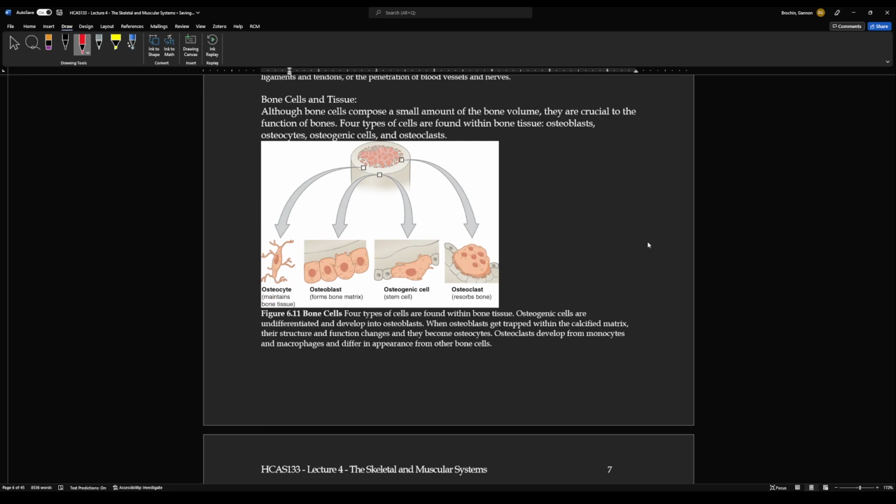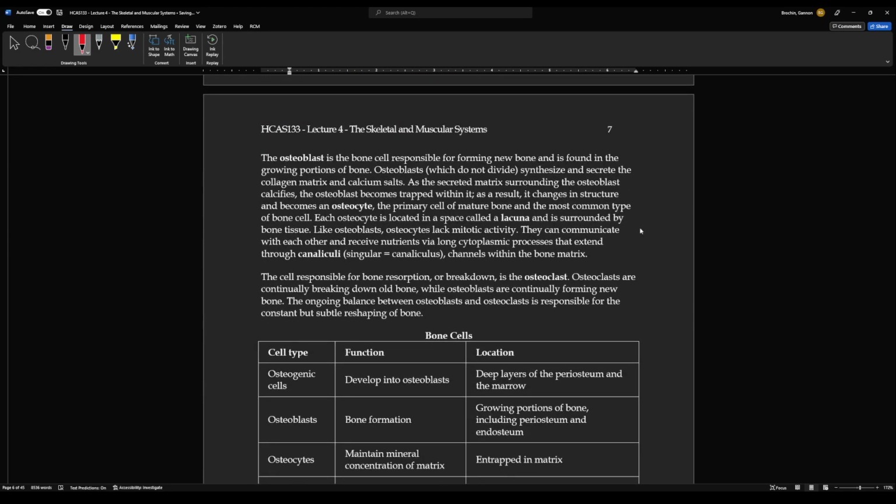So this here is showing us our primary bone cells that we talked about. Again, remember, osteocytes are the primary bone cell. Osteoblasts form matrix. And osteoclasts resorb bone. Osteogenic cells are just a stem cell. They differentiate and give us the various other types of cells depending on need and what is being signaled.